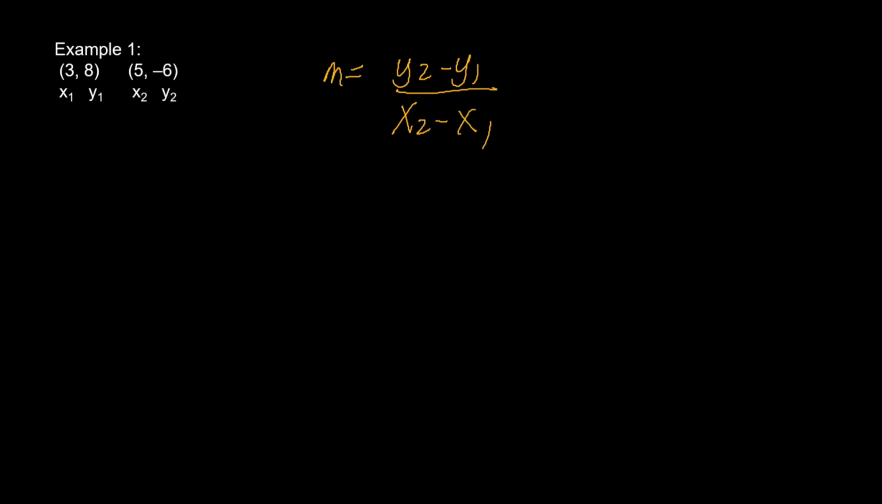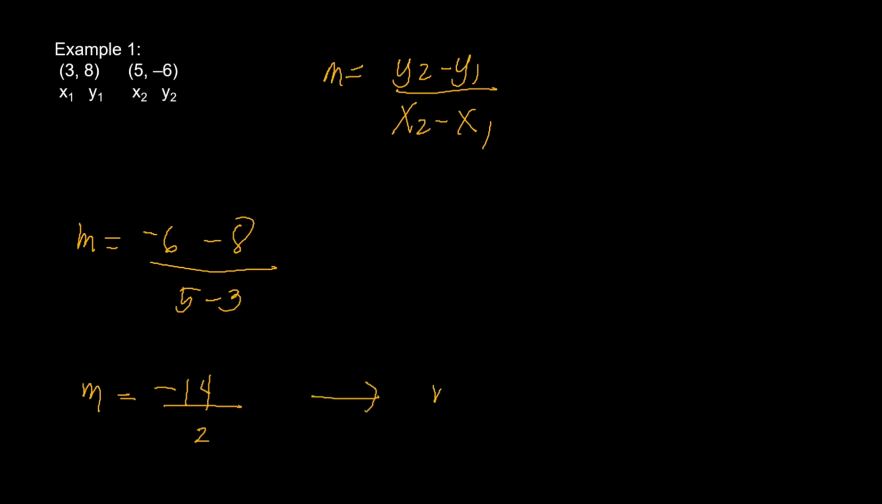So, if the 2 points given are (3, 8) and then (5, -6), slope of a line will be, so ang y sub 2 natin ay negative 6 minus 8 over 5 minus 3. So that is equal to negative 14 over 5 minus 3 is 2. Then, final answer, negative 14 divided by 2 is negative 7. So, the slope of the line is negative 7.